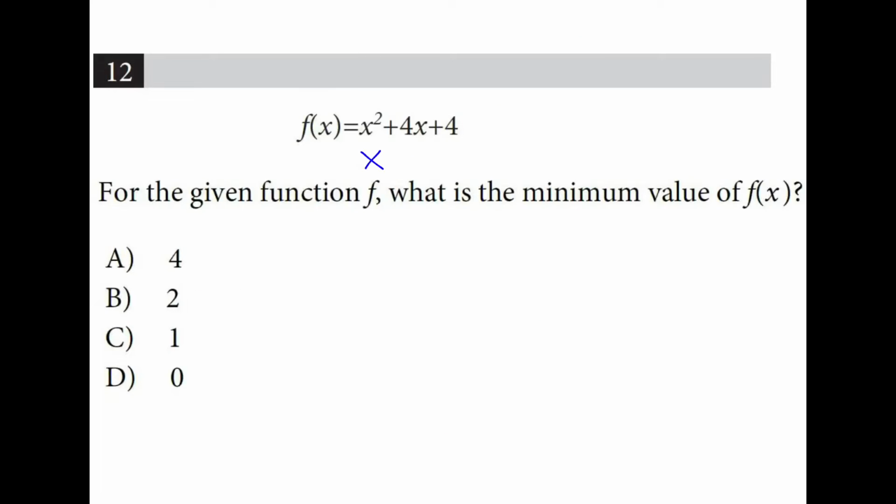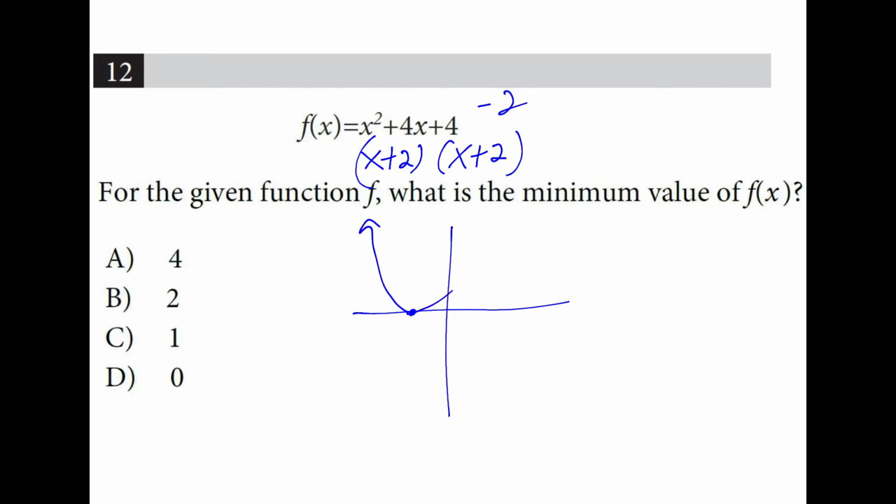So I can split this into (x + 2)(x + 2). And what that tells me is -2 is my only zero. So here I am, and the minimum value is going to be 0. Because if there's only one solution, that's because we approach the x-axis but we don't cross it.